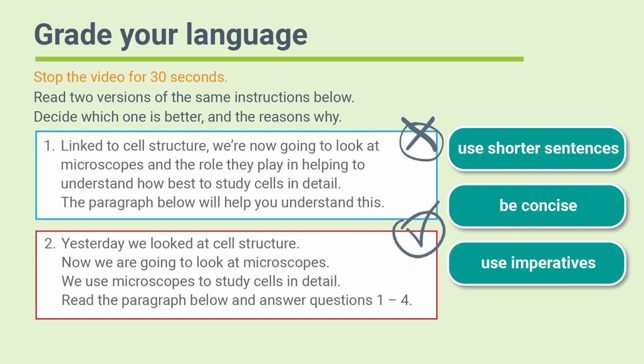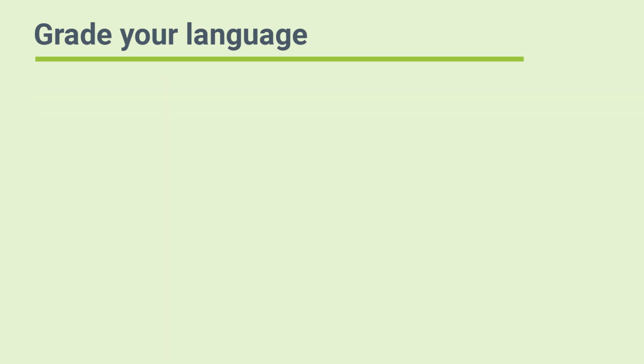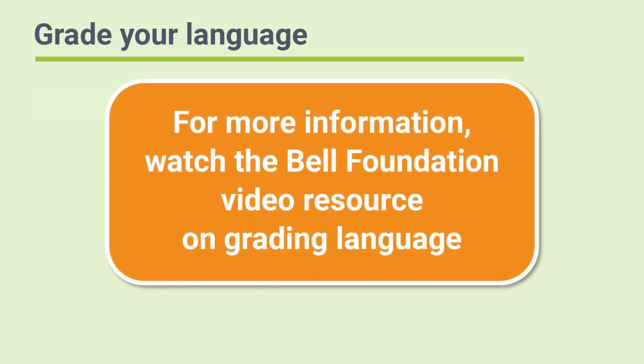Lastly, number 2 uses imperatives which make it clear what the learner needs to do, unlike the first example which is very vague. These are just the basics of grading language. To learn more, watch the Bell Foundation guidance video resource on grading language.